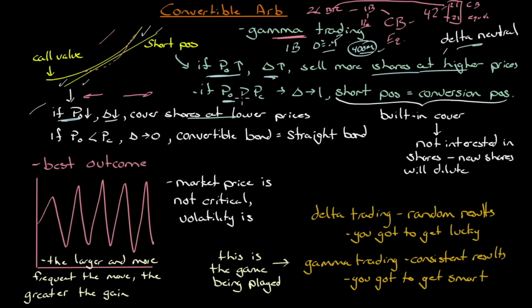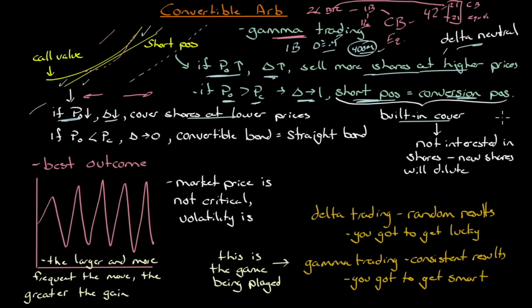If the price of Microstrategy is greater than the conversion price, the delta on the call will start to approach 1. As the price keeps going up and up, the delta on that call will start approaching 1, and since you're selling more shares on the way up, the short position will equal the conversion position, so that when the shares are delivered to the bondholders, it basically just covers a short position. They end up with 0 position.